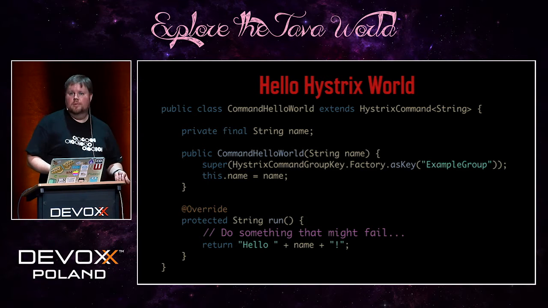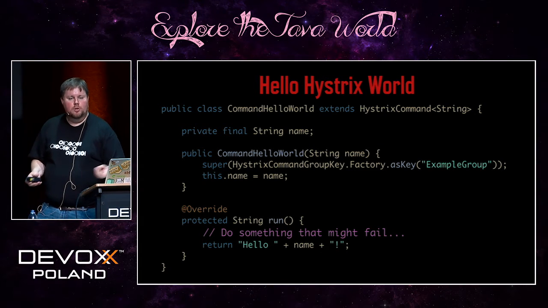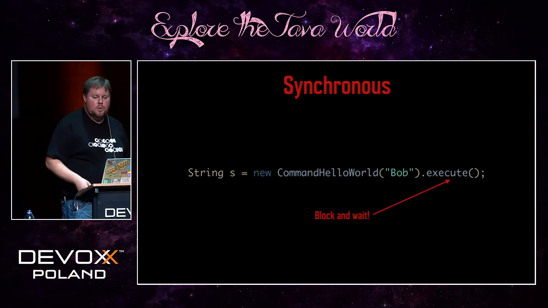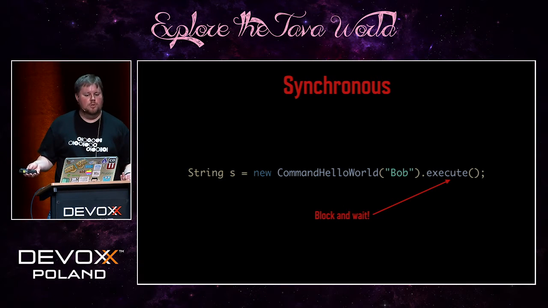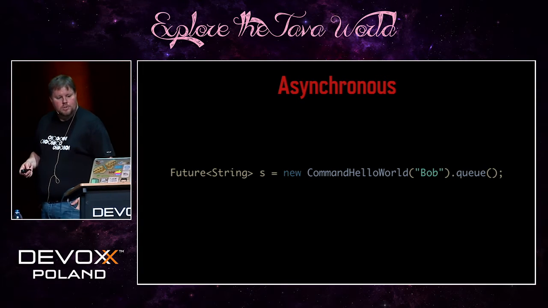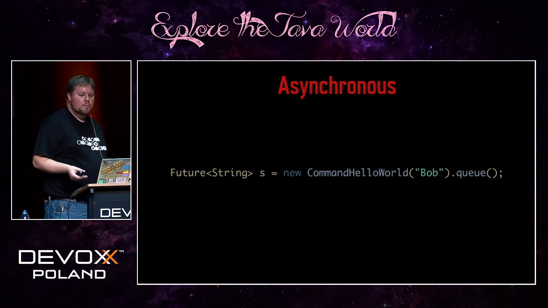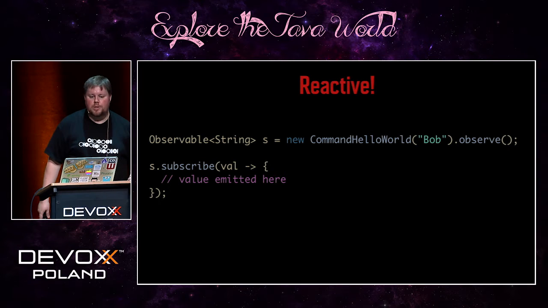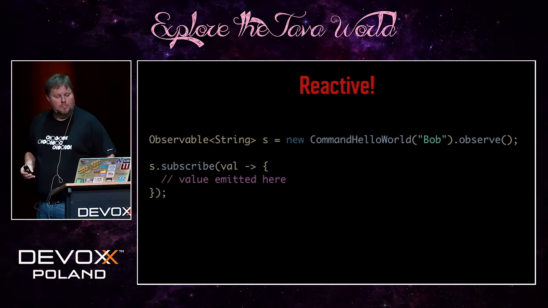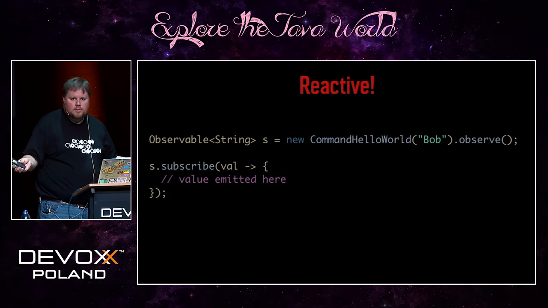How do we interact with it? Well, the cool thing is that Hystrix does not prescribe the runtime behavior of my concurrency. I can interact with it in a synchronous blocking way if I want to by calling execute on the command. I can implement an asynchronous way by calling queue, and that's going to hand me back my good old friend future. Or I can interact with it reactively, which is clearly what we're interested in. I can call observe on that command object, and then I can subscribe to that observable just like any other observable that I want to subscribe to.